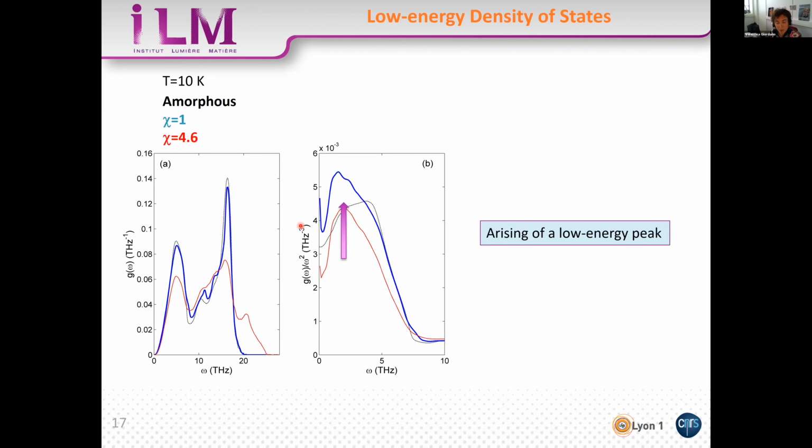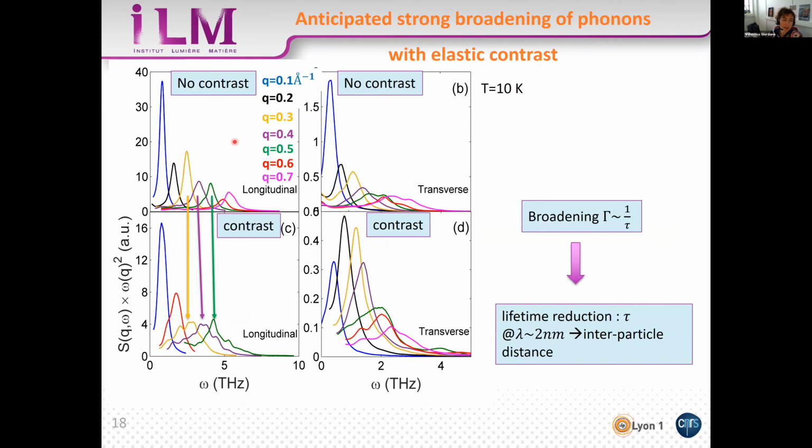What does this mean? To understand it, we have looked directly at individual phonons. We have calculated the phonons that you can see here in the longitudinal and transverse cases. And you can see every single peak is a phonon at a given wave vector. Going from the no-contrast case to the contrast case, the phonons are still visible, but they get much larger.